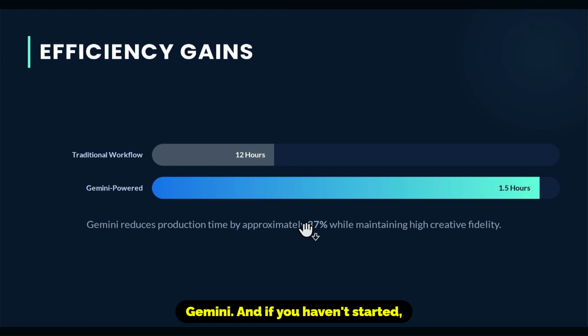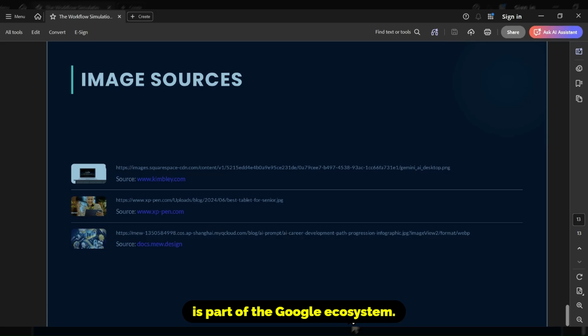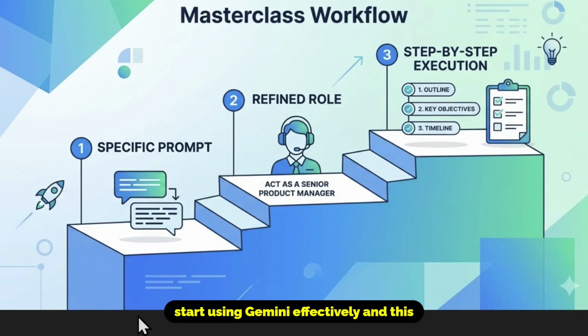And if you haven't started, please start using Gemini. It's a pretty good tool and it's pretty useful, and it is part of the Google ecosystem. So hopefully this will motivate you to start using Gemini effectively. And this is the masterclass workflow again, and use it effectively.